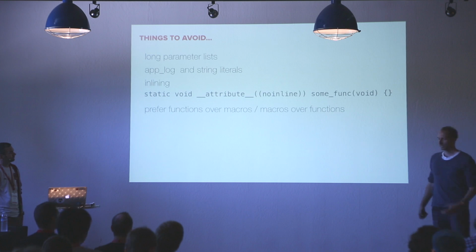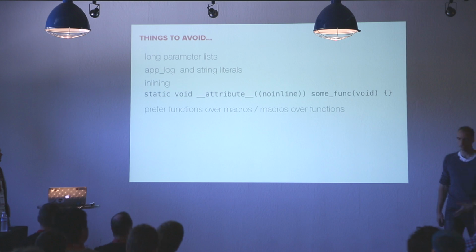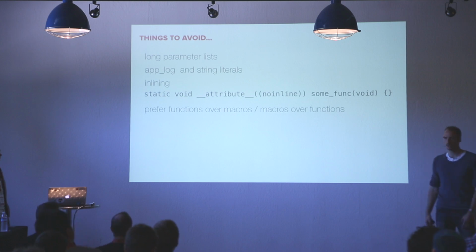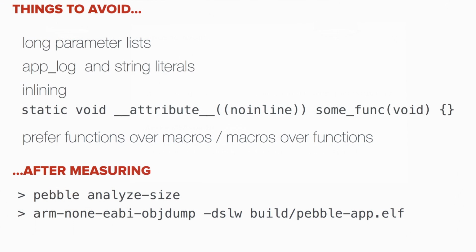And then sometimes, the compiler is pretty smart, but it's not always the smartest. You can use attributes on your functions to either avoid inlining or force inlining, and you can also prefer macros over functions or functions over macros, and sometimes that is better and sometimes the other is better, and the bottom line is you have to measure first. Whenever you try something and optimize something, measure, change something and measure again.